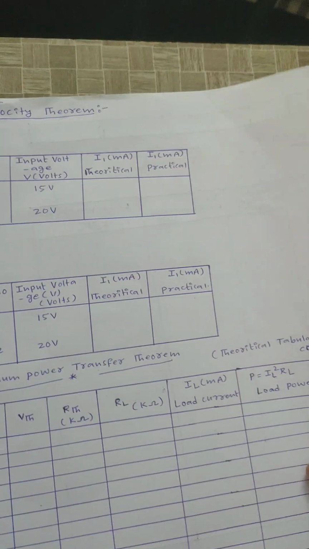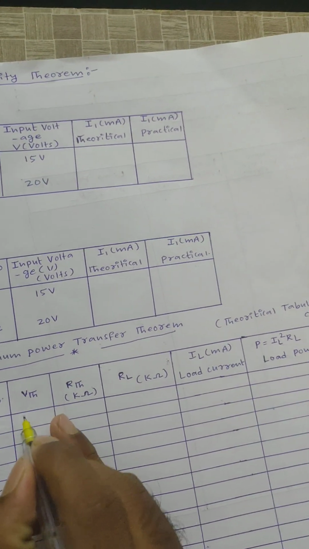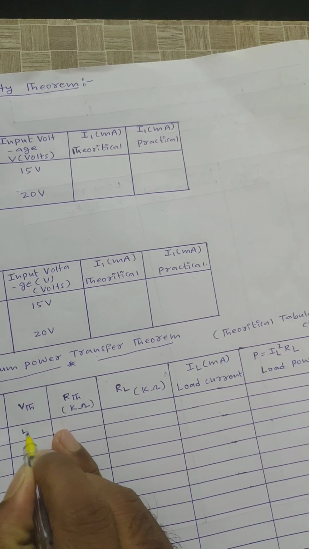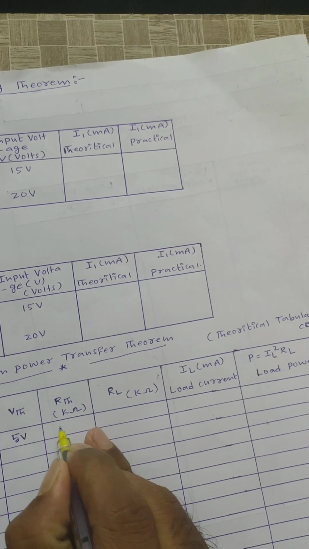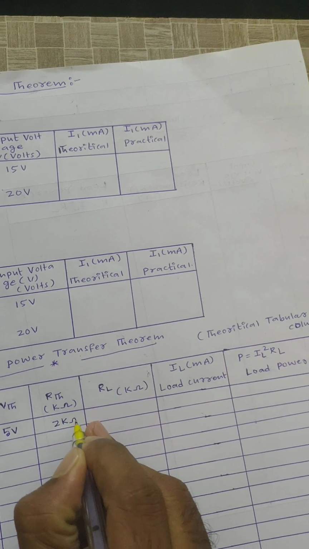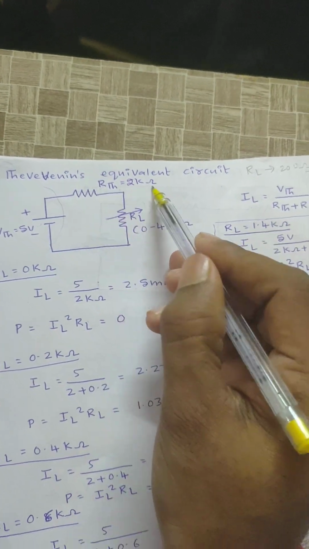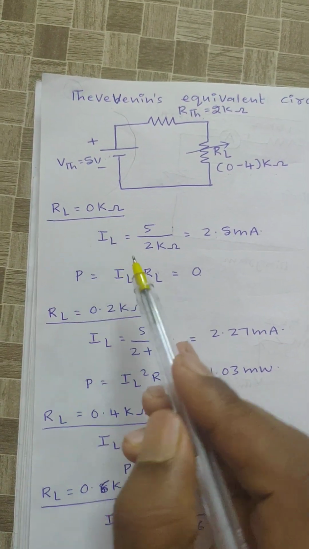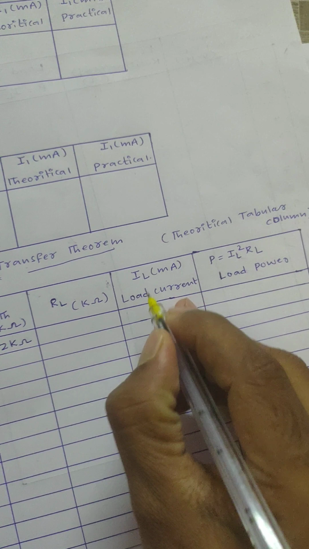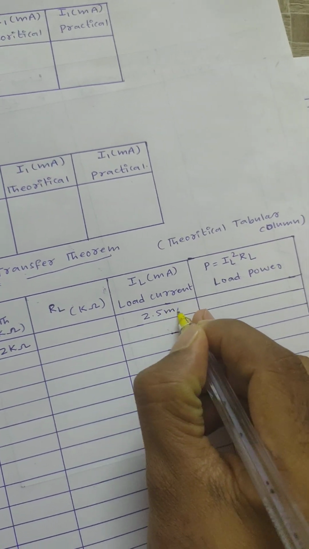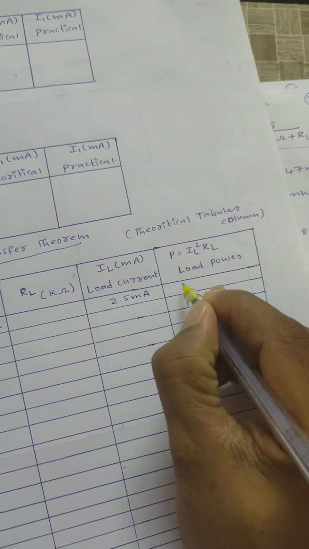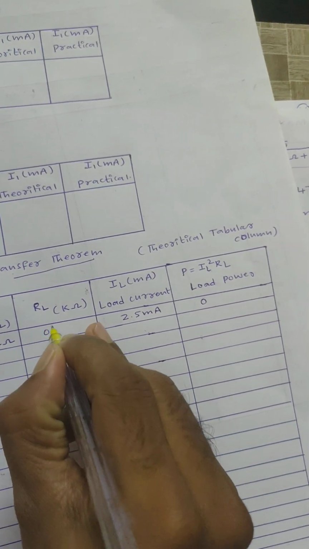Just see the tabular form here. V Thevenin value is common for all readings, that is a common 5 volts. R Thevenin is also 2 kilo ohms, already calculated, right? VTH will be 5 volts and RTH value is 2 kilo ohms. Next, here RL is equal to 0 kilo ohm, IL value is 2.5 milliamperes, and power will be 0.